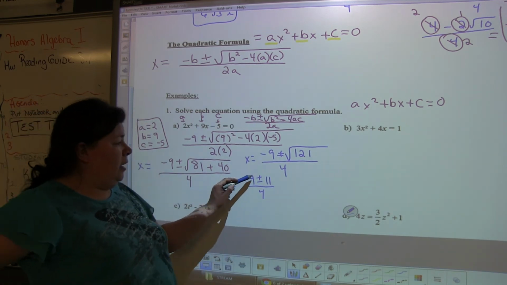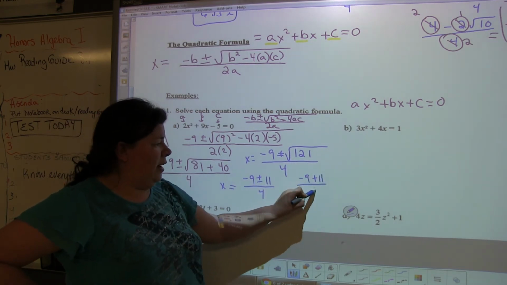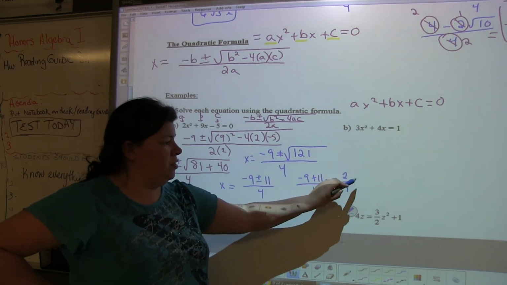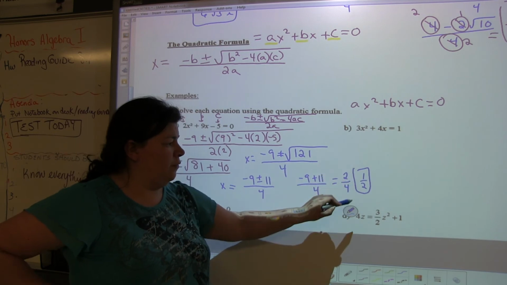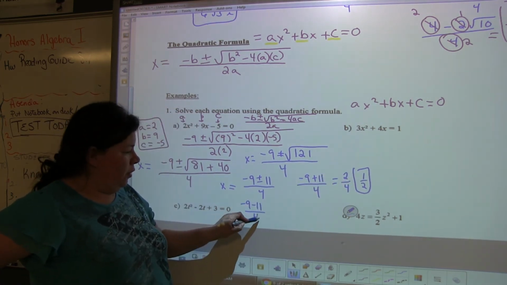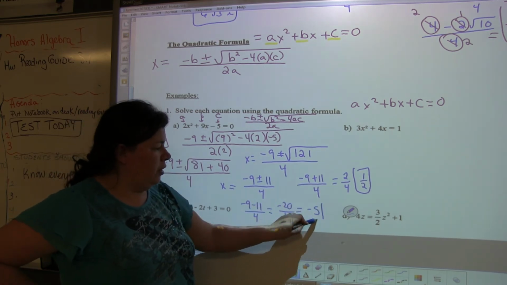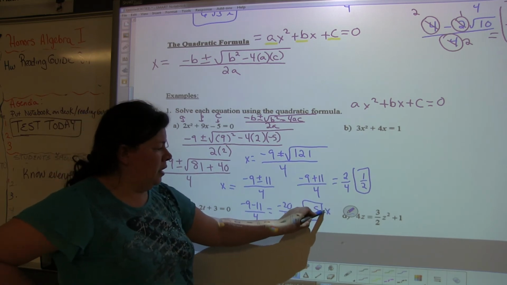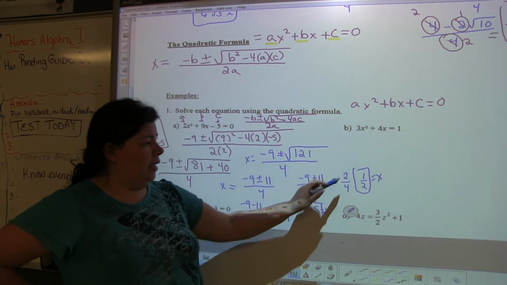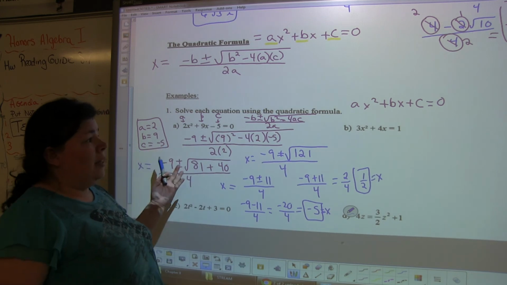So I have -9 plus 11. So -9 plus 11 divided by 4 is one answer, which is 2/4, which reduces to 1/2. There's one answer for x. And I have -9 minus 11 over 4, which is -20/4, which is equal to -5. So x equals -5 and x equals 1/2. Okay, so those are my 2 answers for my quadratic equation. And that's how it goes.